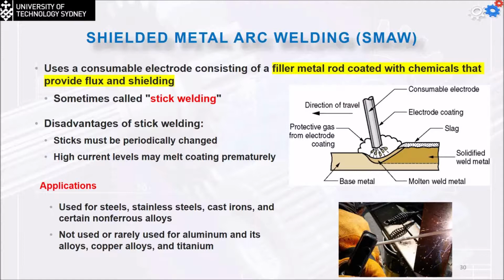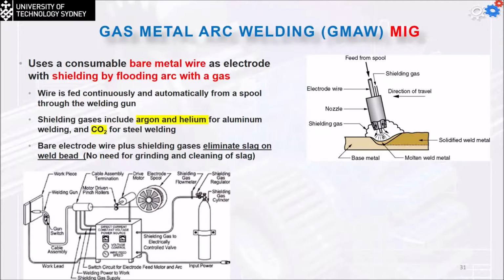So instead of that, we can go to gas metal arc welding, which we know as MIG. Now in MIG, you can see that it's not going to be coated. The filler material is going to be bare, but instead we are going to send gas to do the shielding. So once again, gas metal arc welding uses a consumable bare metal wire as the electrode, with shielding by flooding the arc with gas. The wire is going to be fed continuously from the spool. When you press the gun switch, the pull roller will start to move, and it continues feeding the gun with the electrode material.